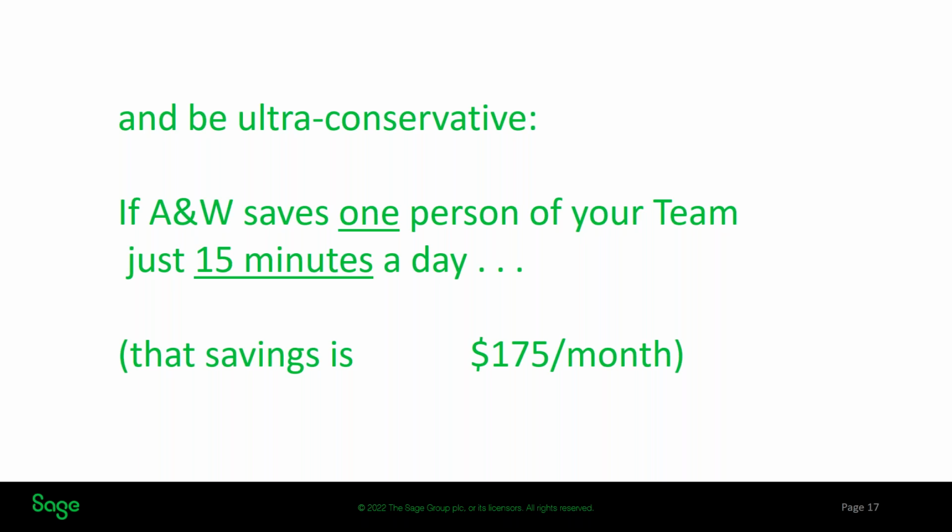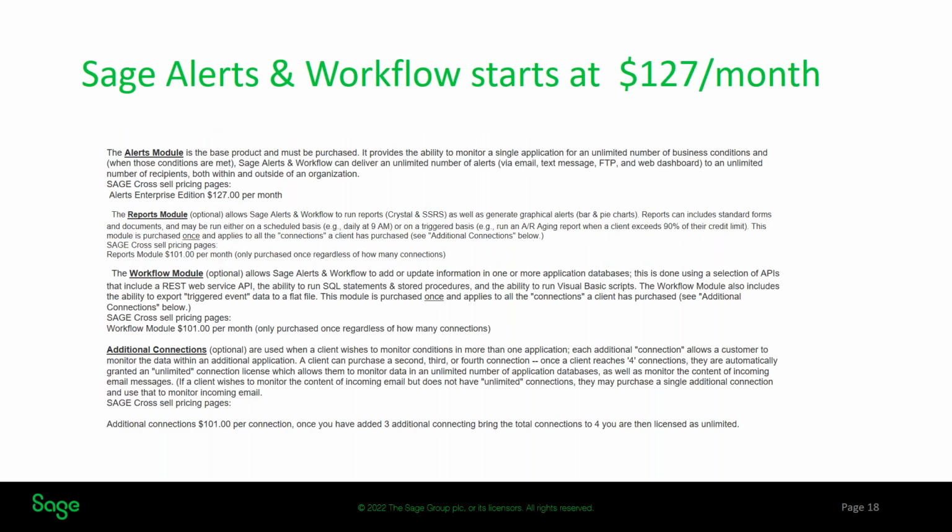So if one of those things that I talked about, you've got a person in your office, someone in your organization is responsible for that, and it takes them 15 minutes a day, and over the course of a month, based on daily monthly salary, that's $175 a month. Sage Alerts and Workflow starts at $127 a month. So just for the alerting component of it, if you will. So that gets you going, doing all those alerts out.